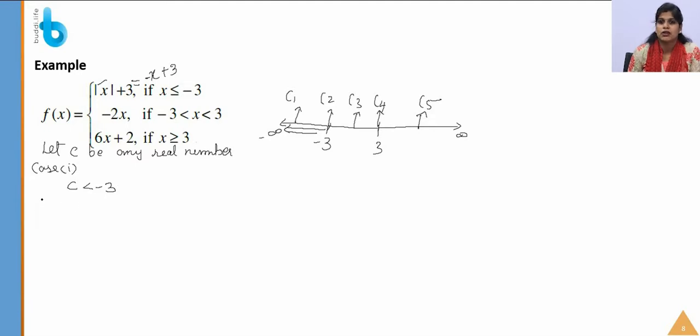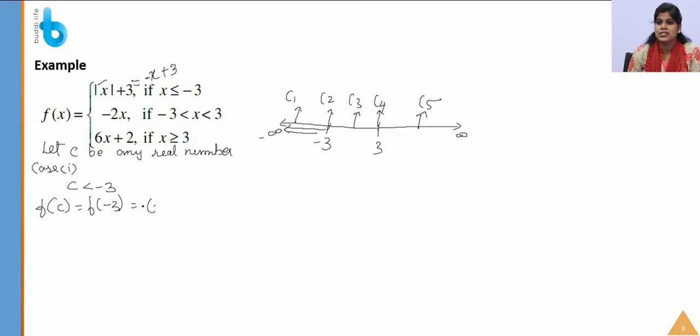Now we will first find f of c, that is f of minus 3. Where will minus 3 lie? Which function will include this minus 3? This function, right, that is minus x plus 3. So that is minus x, where x is minus 3 here.